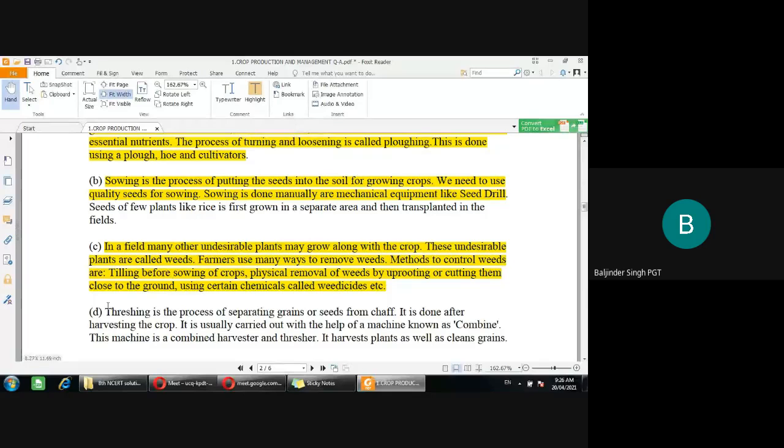Now let us move on to the fourth topic, which is threshing. Threshing, we know, is a process of separating grains or seeds from the chaff. It is done after the harvesting of crops, and we use a machine nowadays called a combine, or earlier it used to be a thresher. So all this we can write here. Okay.